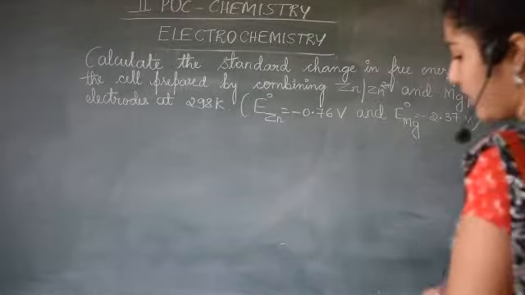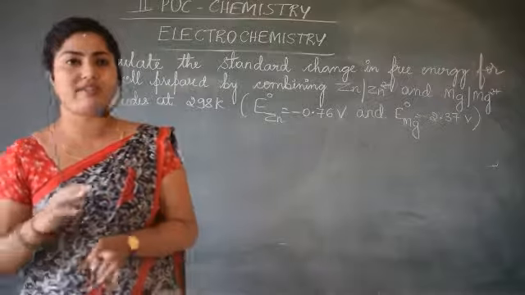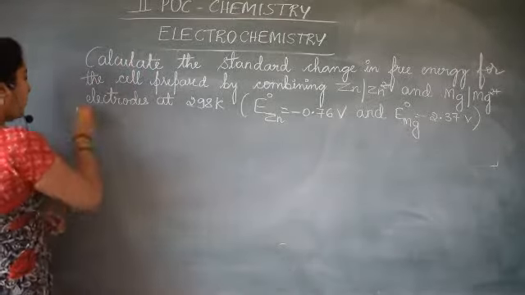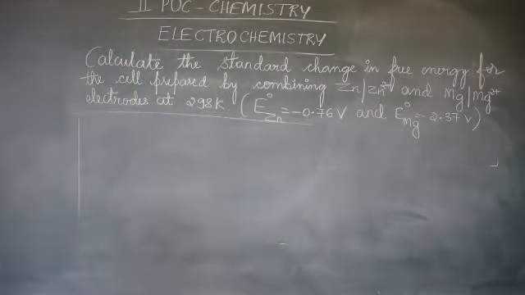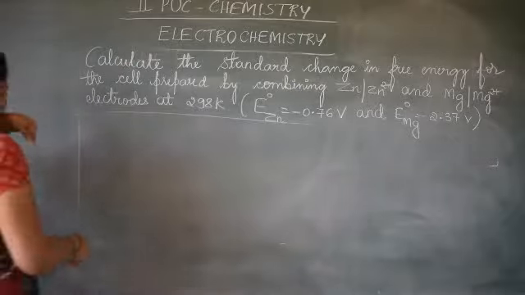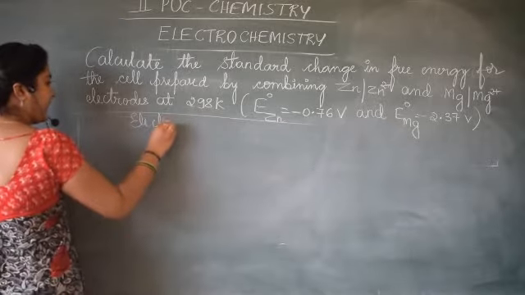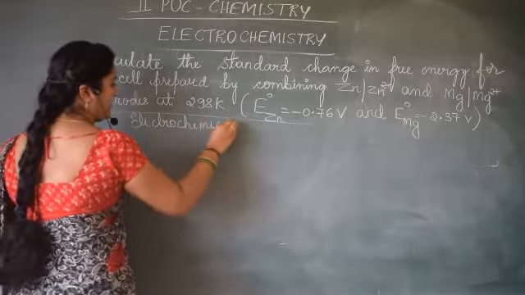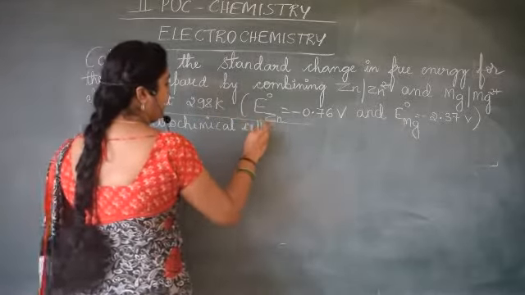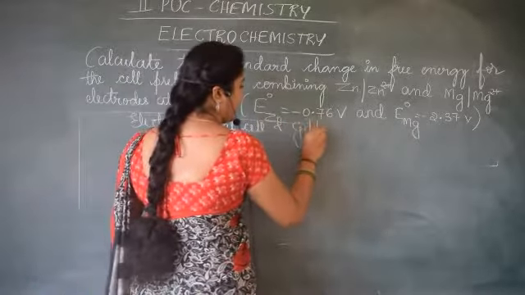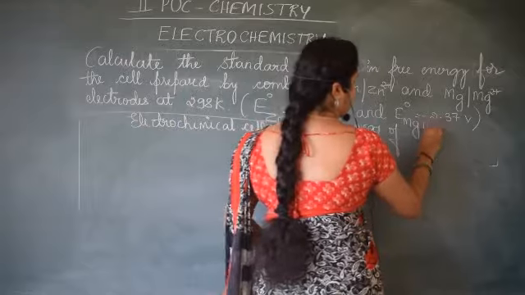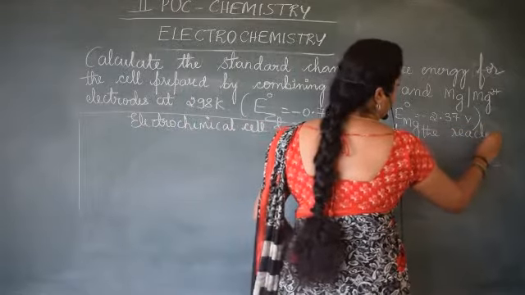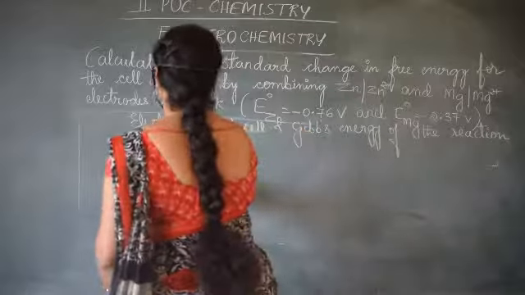Okay, here is a numerical problem which is given, but to solve this you need to understand a very important concept under electrochemistry, that is the relationship between electrochemical cell and Gibbs energy. Electrochemical cell and Gibbs energy of the reaction. So we need to understand this if we have to solve this numerical problem.